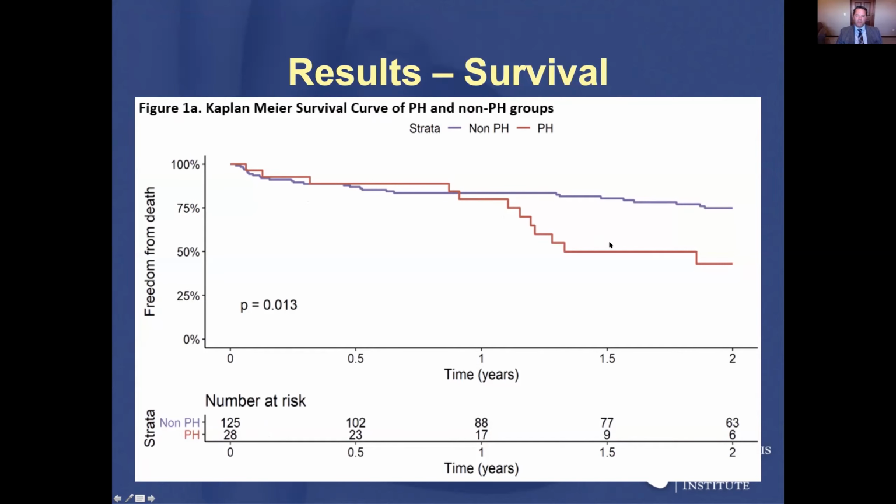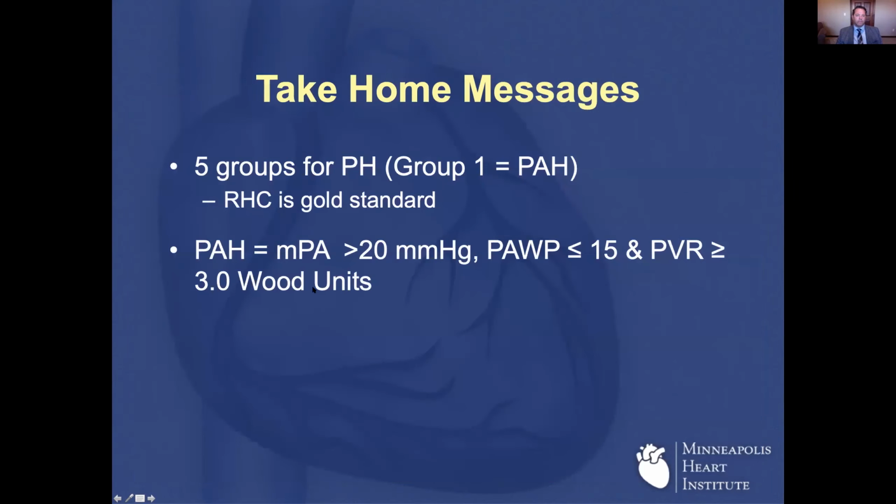And there is a significant change with greater than 50% mortality at 2 years in the group that has pulmonary hypertension and doesn't normalize their RVSP post-TAVR. And so take-home messages from both the pulmonary hypertension talk as well as some of the research that I've been doing, just to reiterate that there's 5 groups of pulmonary hypertension.